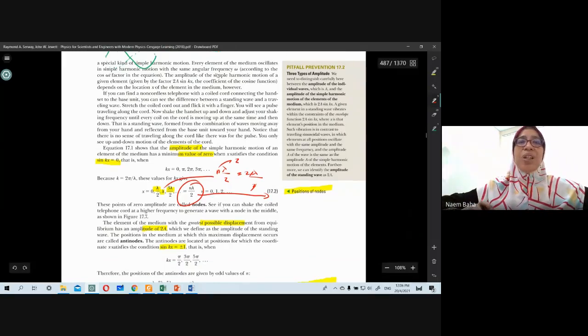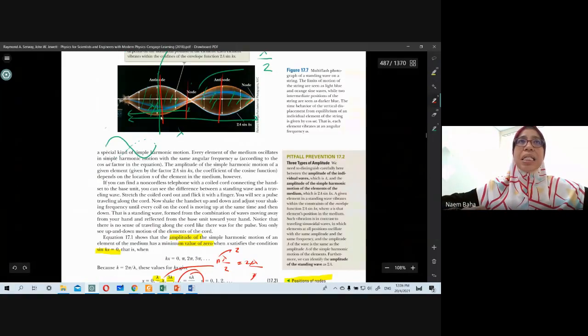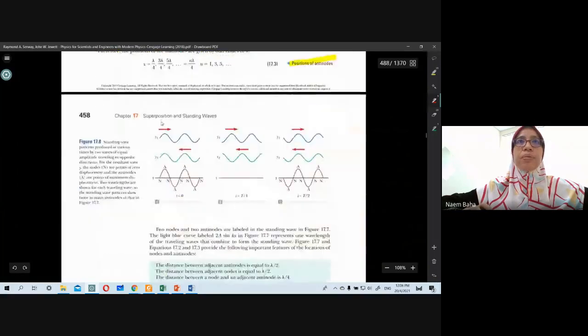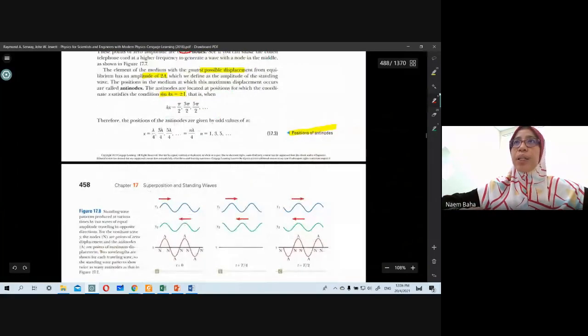How about antinodes? Just now we saw that it's lambda over 4. The first one is lambda over 4, and then repeatedly you will find 3 lambda over 4, 5 lambda over 4, and therefore the general expression is n lambda over 4, but you must ensure that n is 1, 3, 5 and so on. Again, this is something that you must take serious consideration to remember.